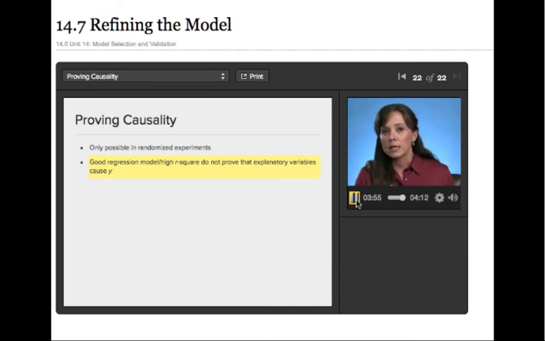So even given all of these things and doing the best that we can to get a good regression model, still the only way to look at a causal relationship, the only way we can actually conclude cause and effect, is through a randomized experiment.